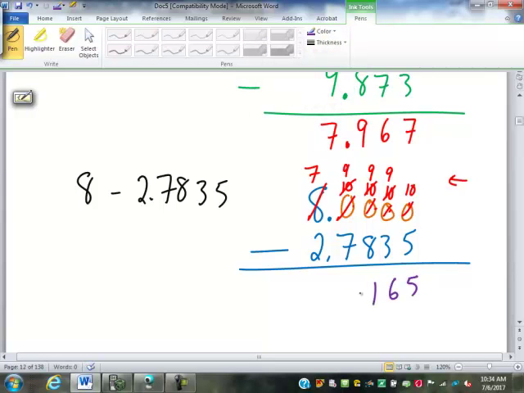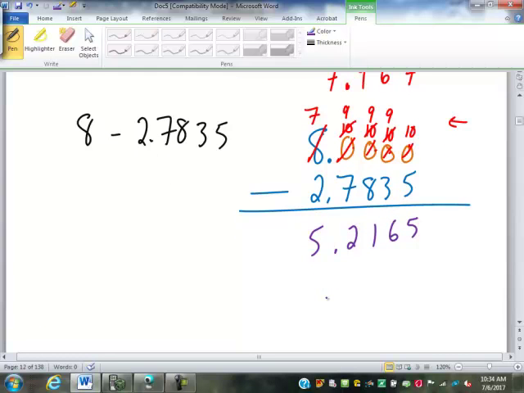I didn't learn subtraction this way. So you get the 5.2165. But yes, what you're saying is what you're doing.